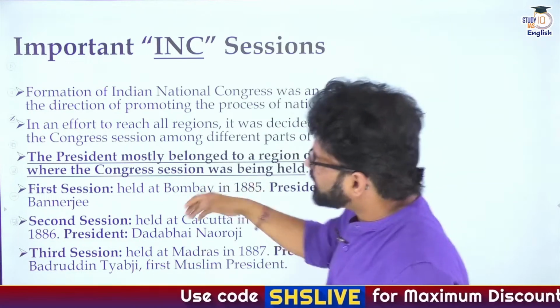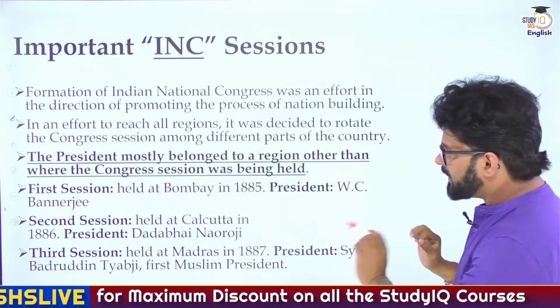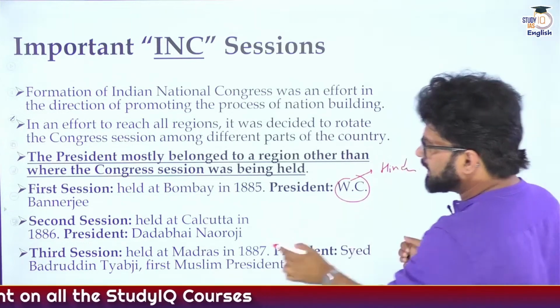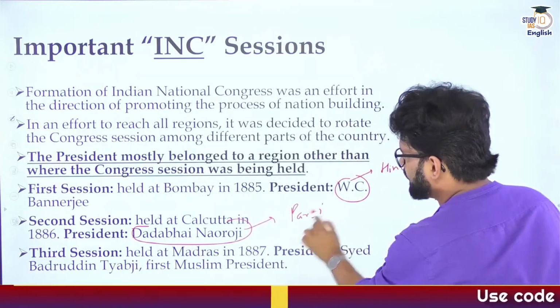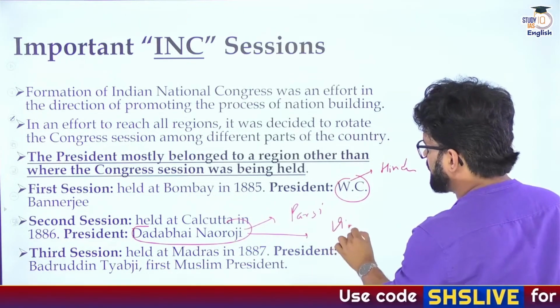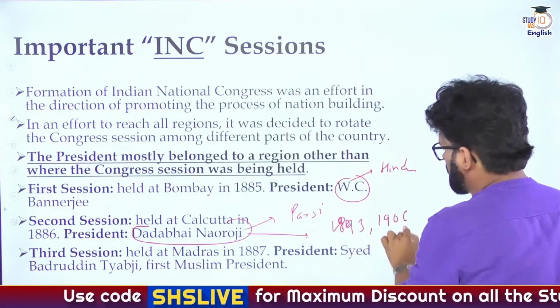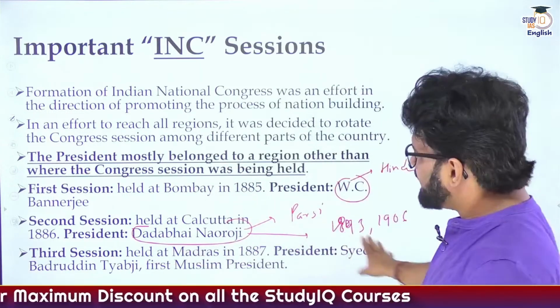First session, whenever I teach this part, I always tell students to pay attention. In the 1885 session, W.C. Banerjee was the president. He is a Hindu. In 1886, Dadabhai Naoroji was the president. He is a Parsi. He became president later also, in 1893 and 1906, three times: Dadabhai Naoroji 1886, 1893, 1906.